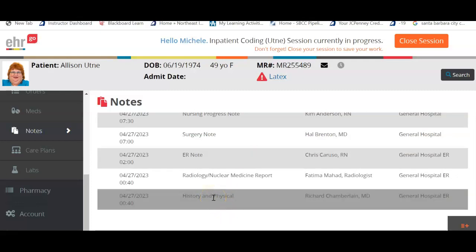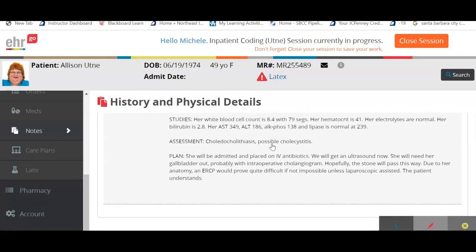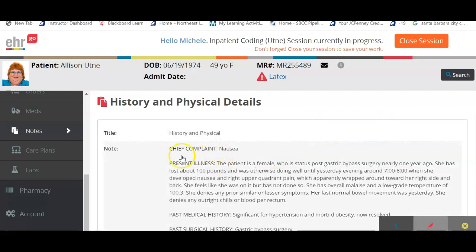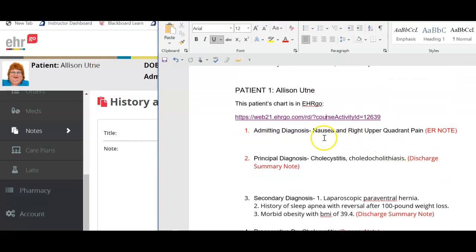You can also use the history and physical. Remember, the history and physical is that first thing the physician documents before the patient gets admitted to the hospital. We'll learn about that coming up in the units. So with this, here we have the assessment, but let's go to chief complaint. Why is she coming in? Nausea. I'm fine with either of those. I did put ER note, but you can find the nausea in the history and physical.